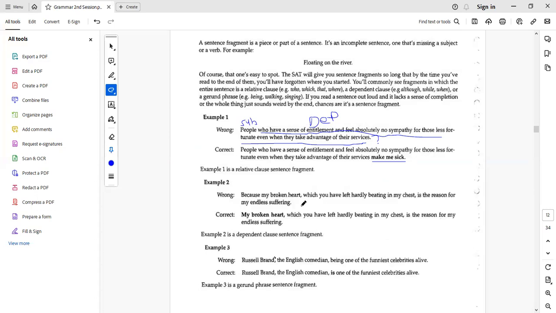Another one. Because my broken heart. Because my broken heart. Where is the verb? Where is the verb here? There is a problem. Because my broken heart.